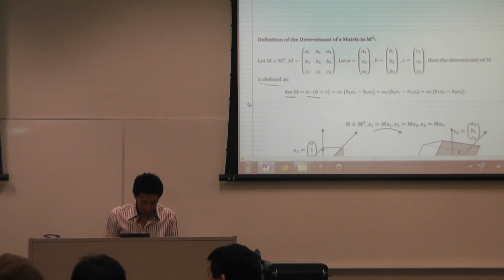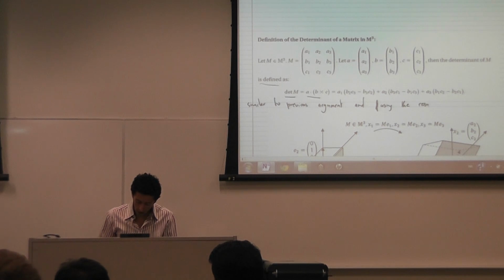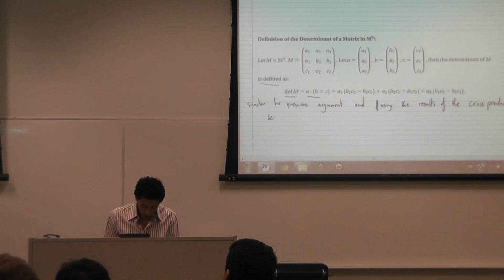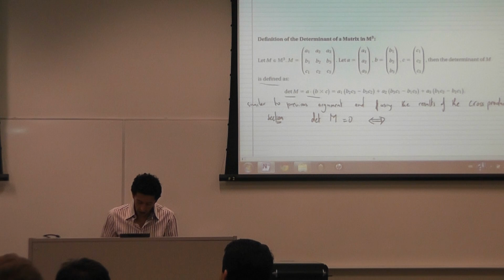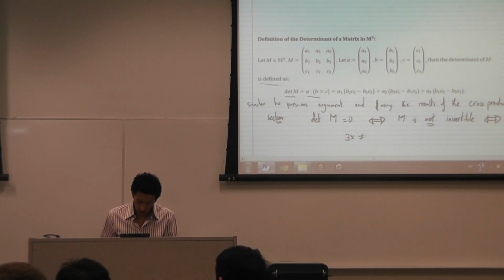And similar to the previous argument, using the results of the cross product section, the determinant of M being equal to 0 is equivalent to saying M is not invertible, is equivalent to saying there is a vector x which is not 0, x is in R3, and Mx will be the 0 vector.